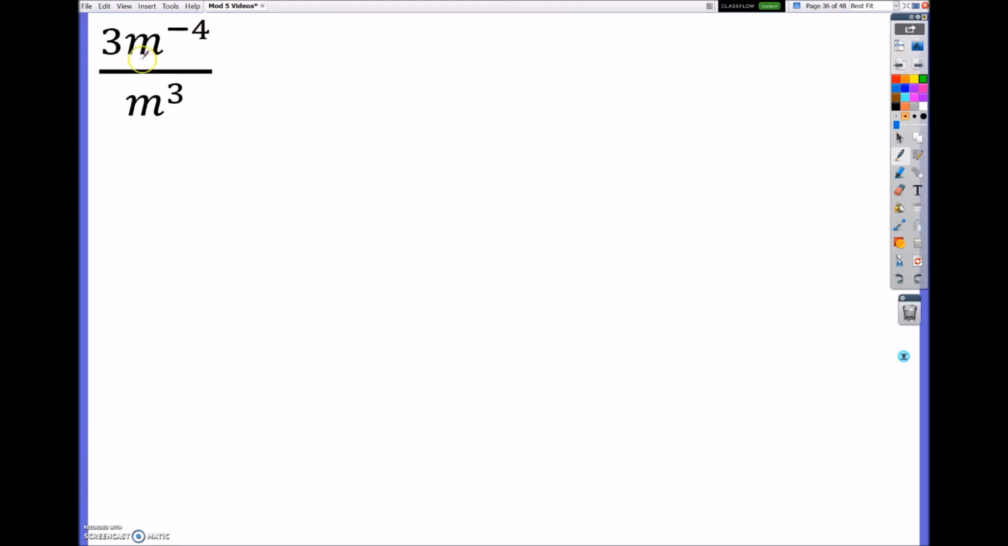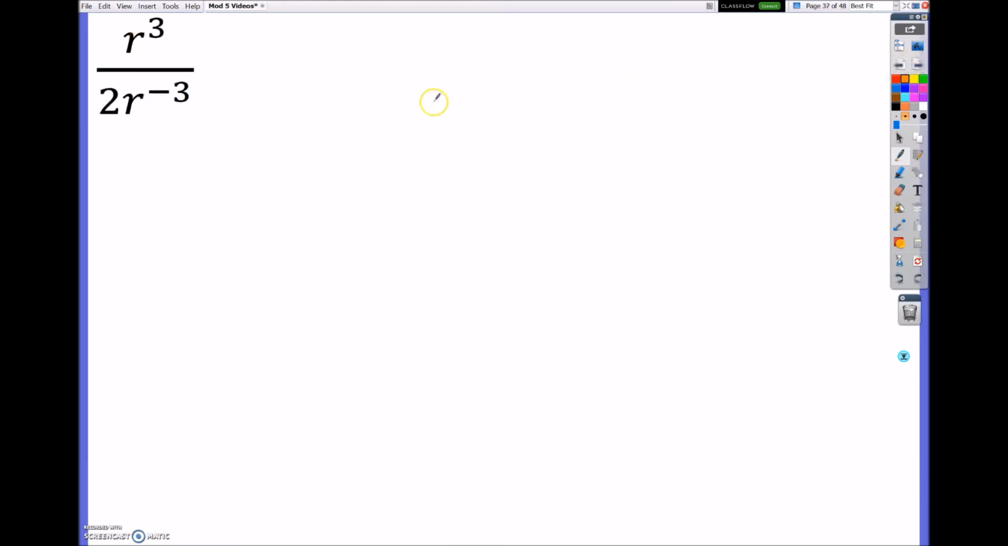Sorry for that. I have 3m to the negative fourth all over m to the third. Similar, guys, I want you to realize that this 3 does not have a negative exponent. There's this multiplication sign here. This m has a negative exponent of 4. So in order to make that positive, we move it down to the denominator. This would give me 3, and I have an m to the third power currently there, and now I'm going to have an m to the positive fourth there. This is going to give me 3m to the seventh power. Remember, when we're multiplying the same base, what we do is add their exponents.